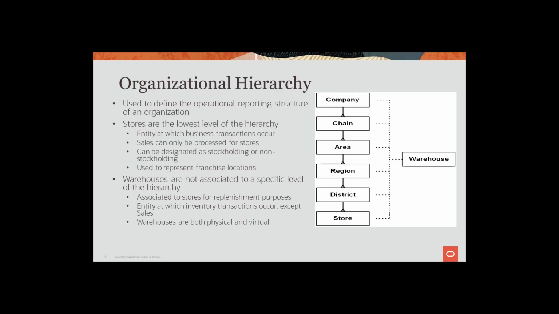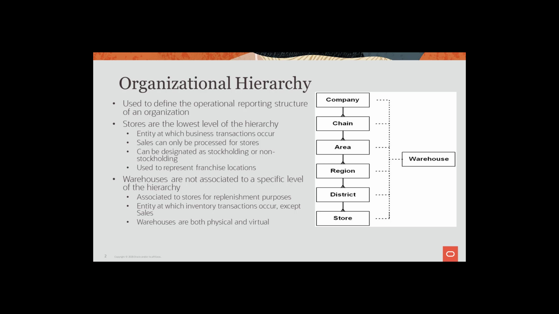The organizational hierarchy is used to define the operating reporting structure of a retail organization. At the top is company. There's always one company defined in a single instance of merchandising, and it is the only level that is shared between the organizational and merchandise hierarchies. The organizational hierarchy is often organized by channel, banner, and/or geography.